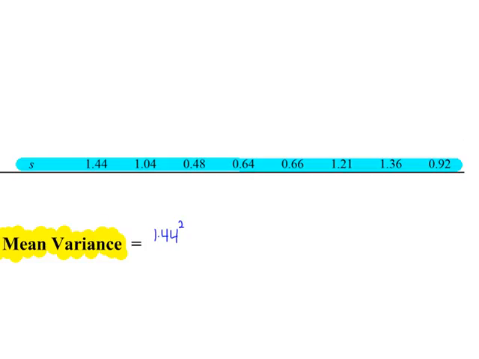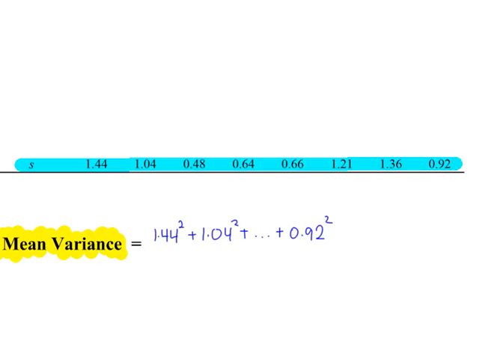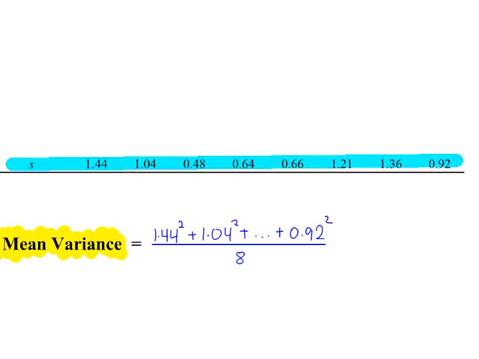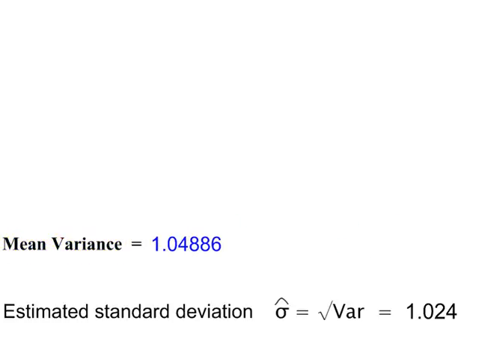So here's the first variance. Take the standard deviation, square it. Here's the second one. Take this value, square it, and we should do the same with all the others. To work out the mean, there's 8, so divide by 8. And that gives us this mean variance. To estimate the standard deviation, we take this variance and we square root it. So here is our estimated value for the population standard deviation.